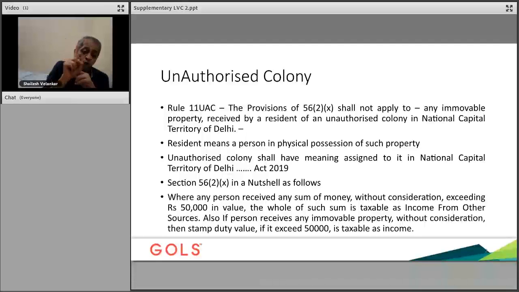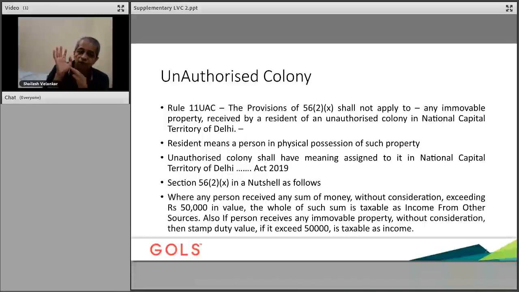But this particular provision does not apply to an unauthorized colony. So if you are owning a flat in an unauthorized colony and you are gifting it to a third person, your relative, whatever, in normal circumstances the person receiving the property would have it treated as his income. But because the property is in an unauthorized colony, even when I am gifting it to a third person, it will not be treated as income of such person. This is in short the provision.